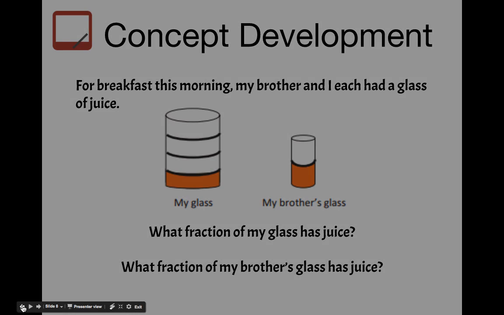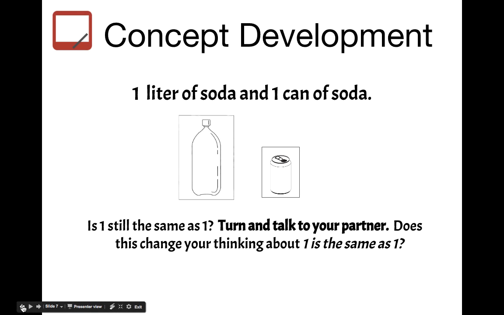So let's look back at our soda and our liter. While there's only 1 liter and 1 can, the amounts in them are different. So because the amounts in them are different, that means that the 1 is not the same as 1. As you compare 1 and 1, I hear you say that the size of the whole and how much is in it matters. The same is true when comparing a fraction.